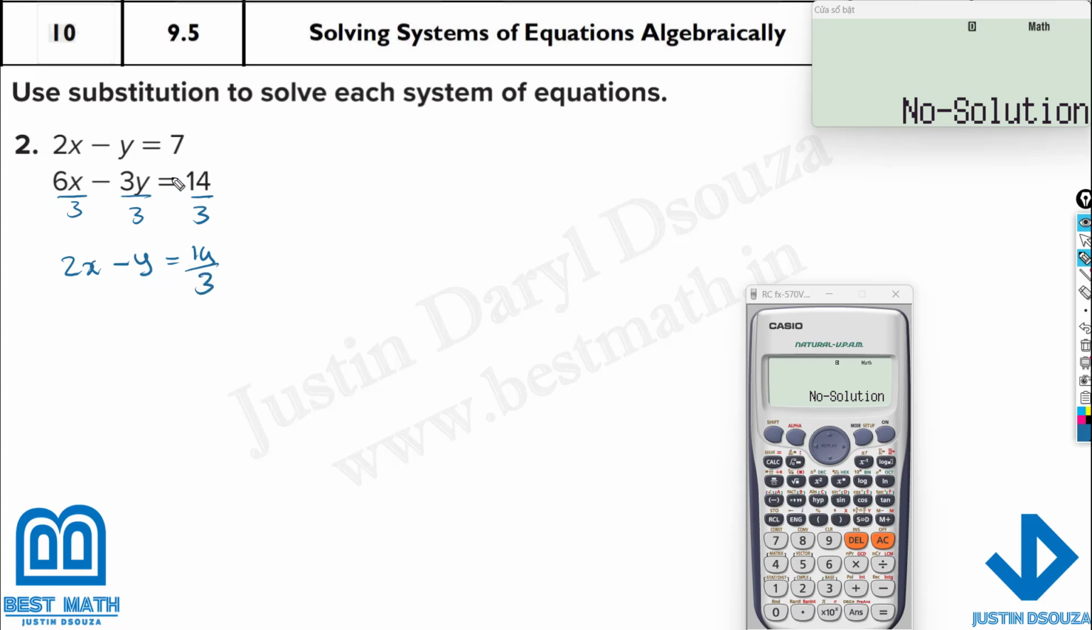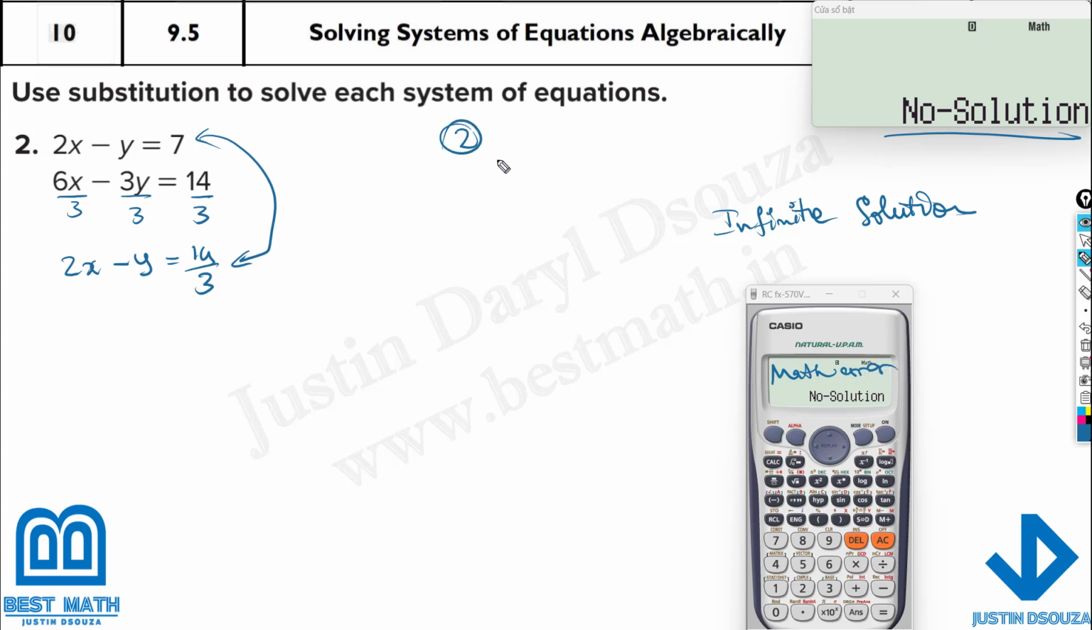Now here, are these equations the same? No, they're different, right? If the equations are the same, then it'll be infinite solutions. That means it's literally the same equation. If it's different, you just say it's no solution. And in the other cases, you'll just get the answer. So it's very, very easy to find out. When you get a math error, there are two cases: it's either no solution or infinite solutions.